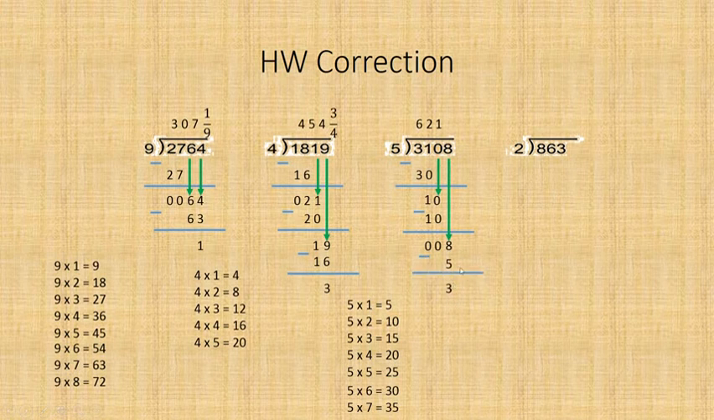So ask yourself the question again. Is there any digit to bring down? No. So this is the end of the division. And this is the remainder of the division here. It's going to be equal to 3 over 5.